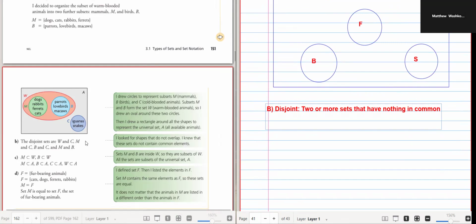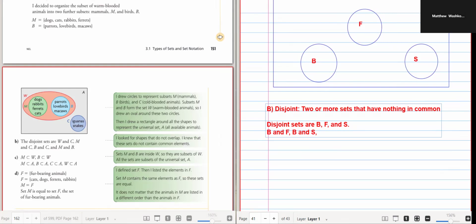For this one here, with the warm-blooded and the cold-blooded, they can see that the disjoint sets are the warm and the cold. For us, the disjoint sets are the birds, the feathers, sorry, the furs, and the scales. So it would be B and F, B and S. Yeah, just like that. That's fine.